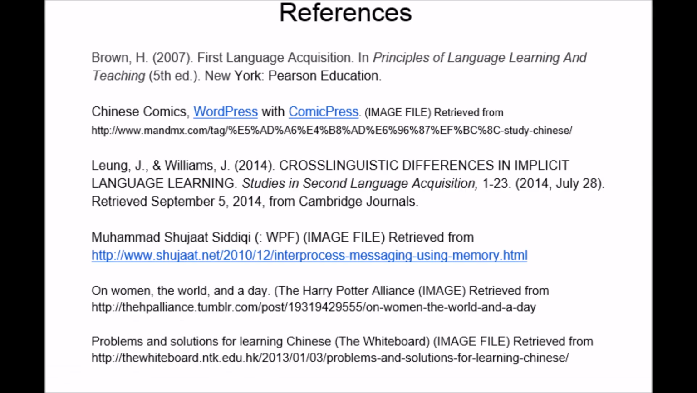I would again like to acknowledge that this presentation was a summary of Crosslinguistic Differences in Implicit Language Learning, experiments done by Jeanie H. C. Leung from the University of Hong Kong and John N. Williams from the University of Cambridge. Also, some of my sources were acquired from Brown, First Language Acquisition in Principles of Language Learning and Teaching, the 5th edition.